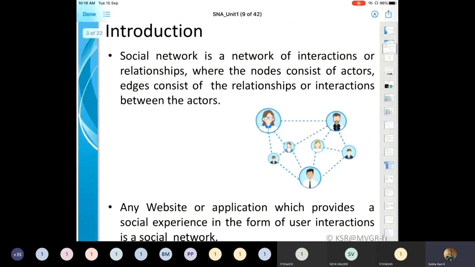So these are the basic definitions. As I said, this is a social network. We have drawn just now A, B, C, and so on. It is a network of interactions or associations or relations between people, where each node is an actor. This could be anyone, like in your graph.